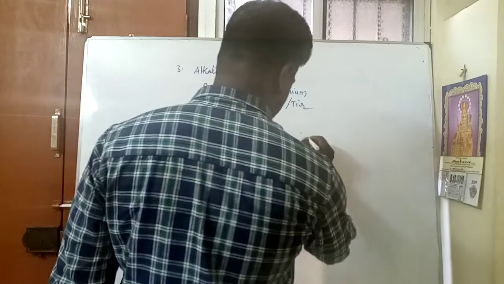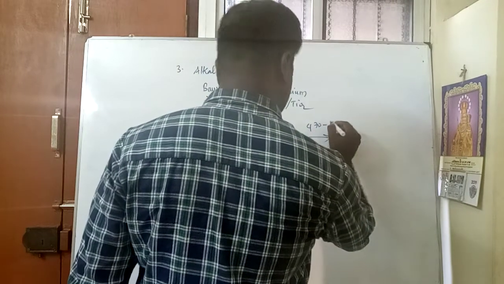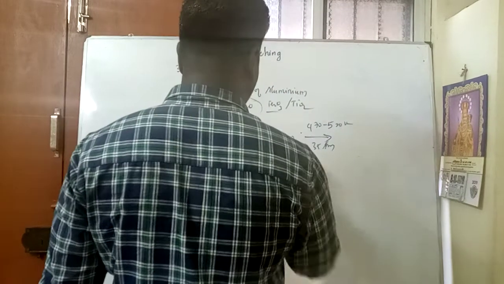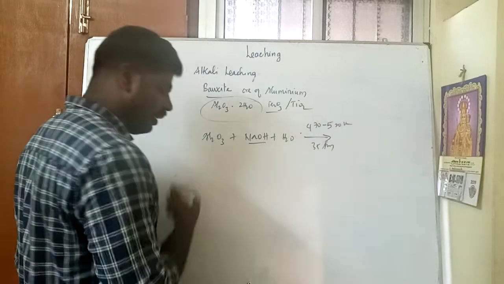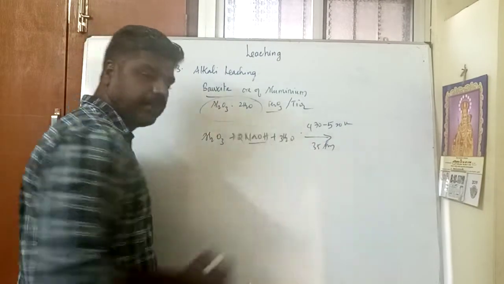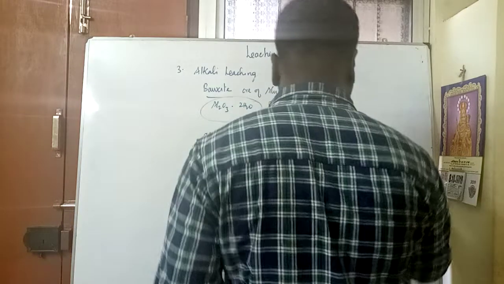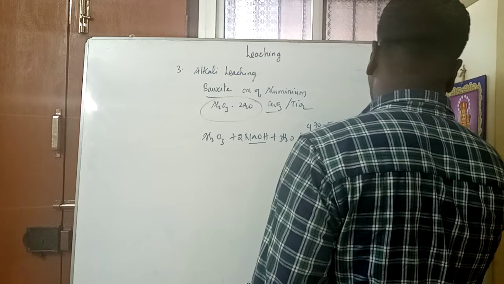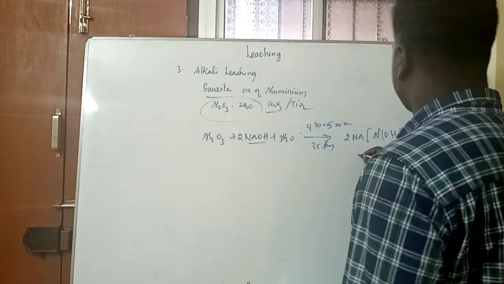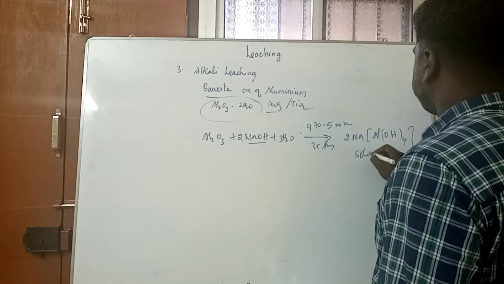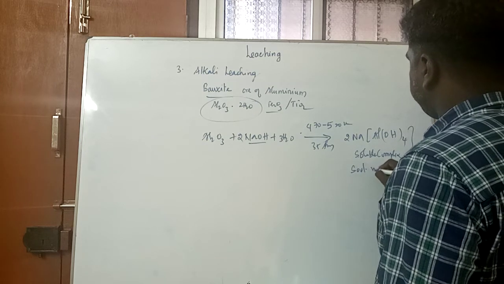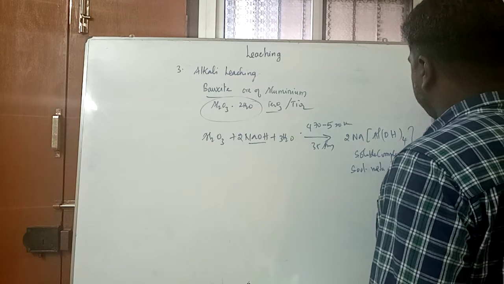Let me see that this bauxite ore, Al2O3, reacts with the alkali like sodium hydroxide and water, at 470 to 520 Kelvin, 35 atmosphere. Instead of using sodium hydroxide, we can use sodium carbonate also. We get a complex like sodium meta-aluminate. This is called a soluble salt or soluble complex. Soluble complex is formed, sodium meta-aluminate.